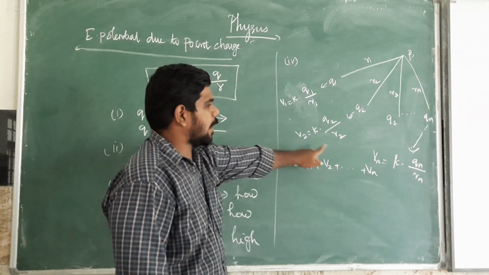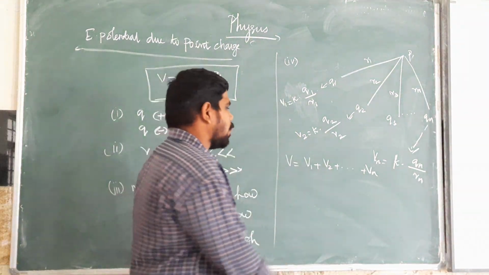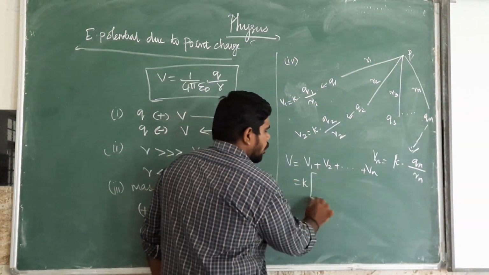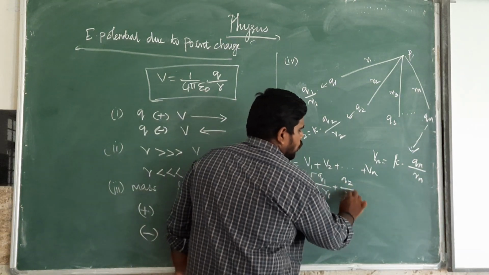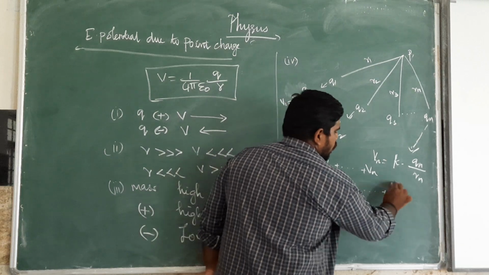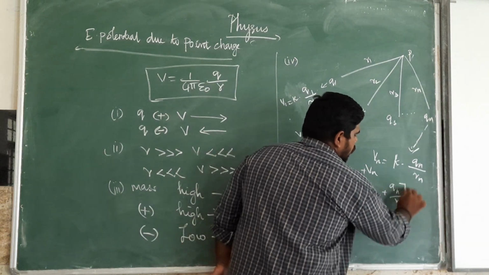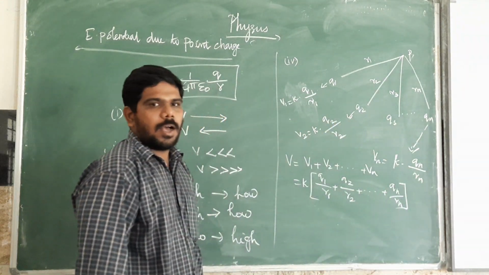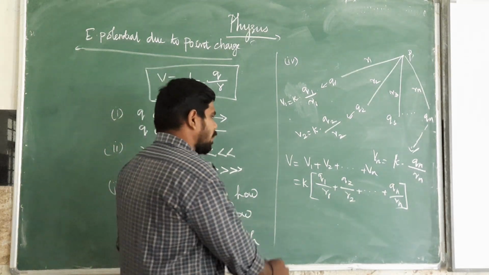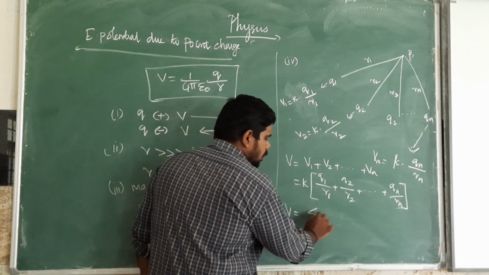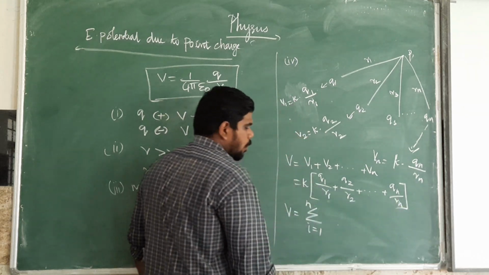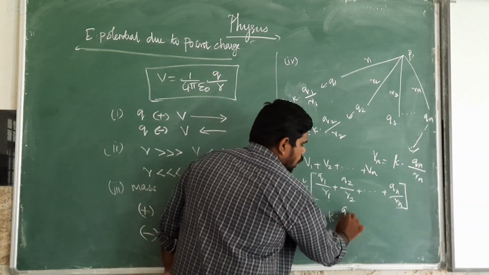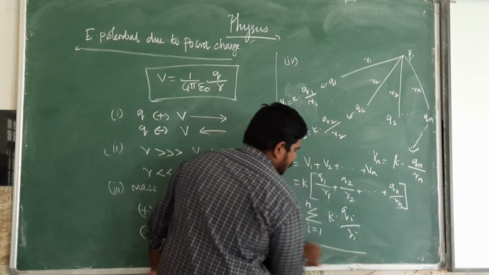For every expression, K is the constant term, so we take it outside. We get K into Q1 by R1 plus Q2 by R2 plus up to Qn by Rn. If you write it in summation form, V is equal to summation i from 1 to n, K into Qi by Ri.